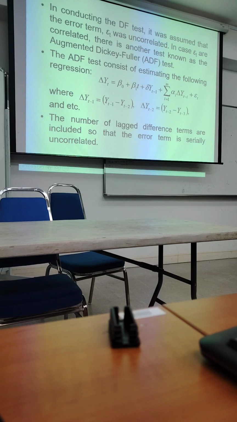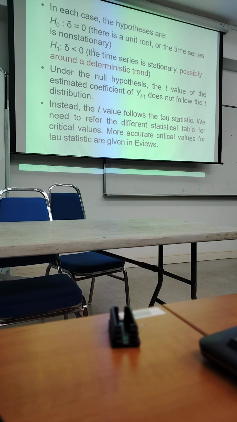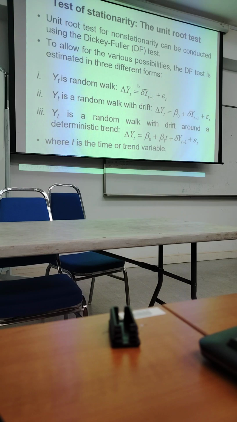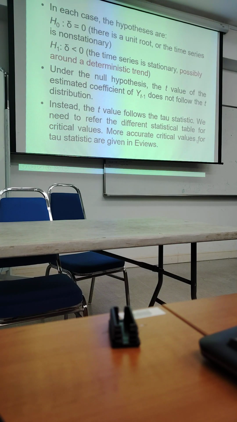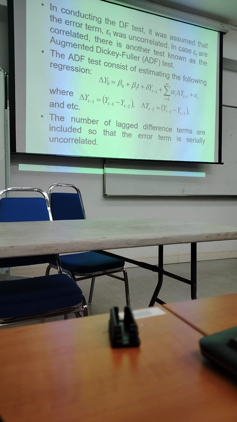So how about the augmented Dickey-Fuller? This is the Dickey-Fuller test equation. You can see the change in y, on the intercept, on the time trend, on y t minus 1, together with the residual. For the augmented Dickey-Fuller, you have the change in y again, with intercept, time trend, y t minus 1, together with the lags of the changes in y, the lags of the dependent variable. What is the difference between the ADF and the Dickey-Fuller?